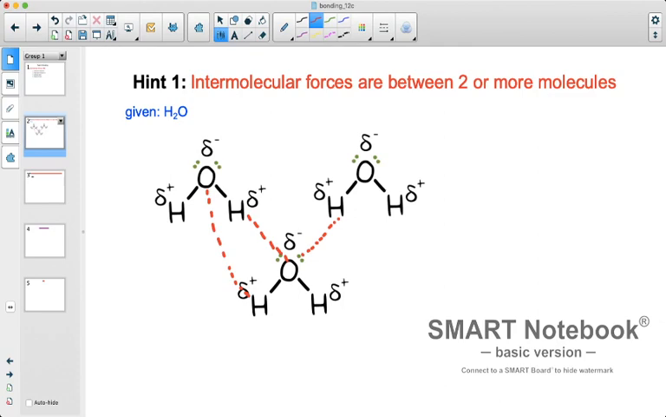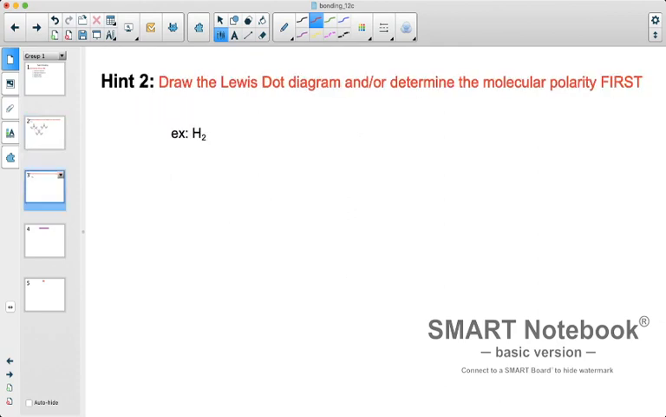Now, that second helpful hint that I possibly can give you is that you should draw a Lewis dot structure and/or assign molecular polarity first. By having the Lewis dot structure, 1, you can look at it, and then 2, you can actually assign molecular polarity. So if I was given H2, H2 has 2 hydrogens, and each hydrogen has 1 valence electron. So I have that molecule there. Some of you like to draw the structural formula, which is perfectly fine. And I'm going to follow hint 1. I'm going to draw several of these, because intermolecular force is really an interaction of many, not just one.